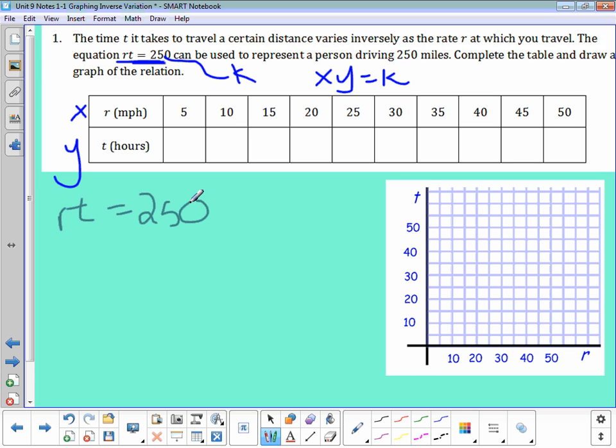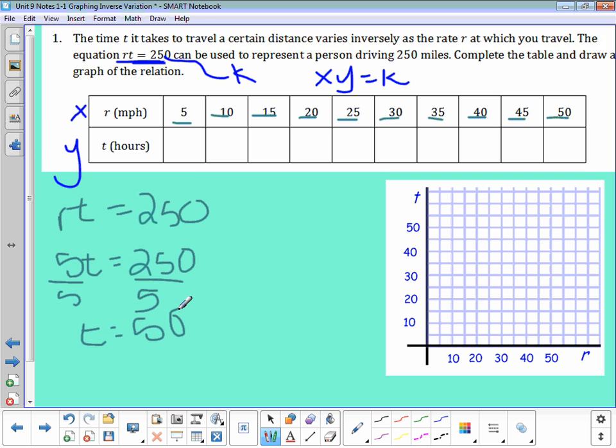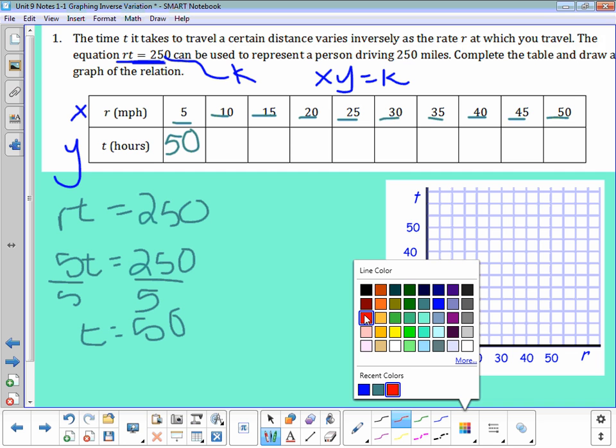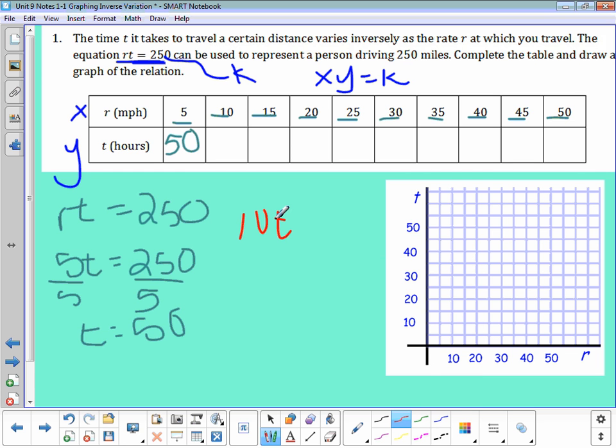Now I'm going to plug in random values for R. So I have 5 times T is equal to 250. Divide both sides by 5, and I get that T is equal to 50. So when R is 5, T is 50. Now I'm going to plug in 10. So I have 10t is equal to 250. Divide both sides by 10, and I get that t is equal to 25.